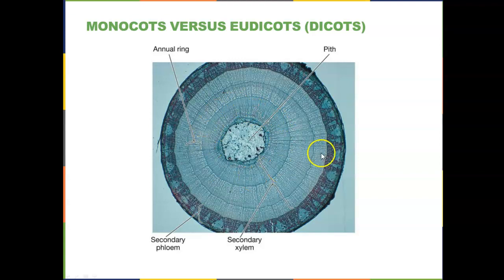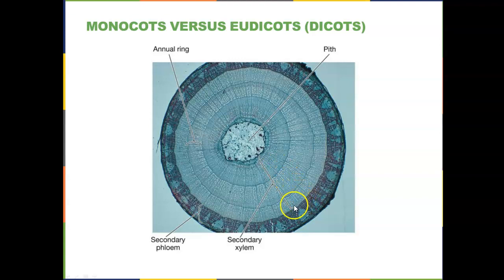Dicots and conifers, and these are these growth rings right here, which are very, very characteristic of both dicotyledonous flowering plants and gymnosperms, like a pine tree. And these are these rings right here, these growth rings. And all of this is xylem, xylem, xylem, xylem.